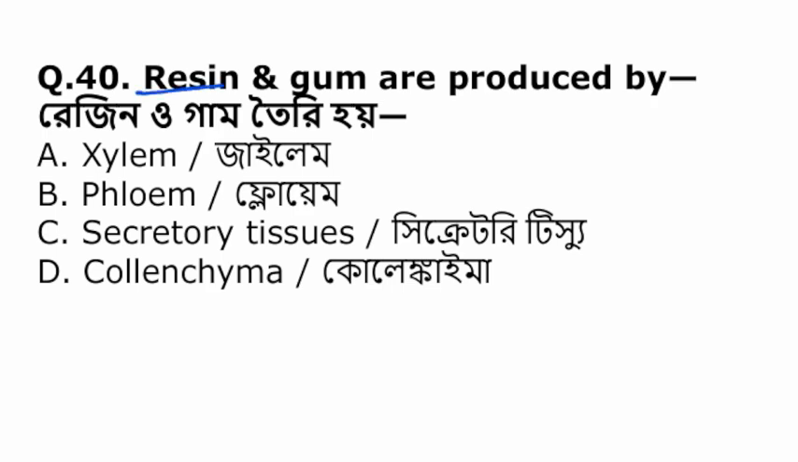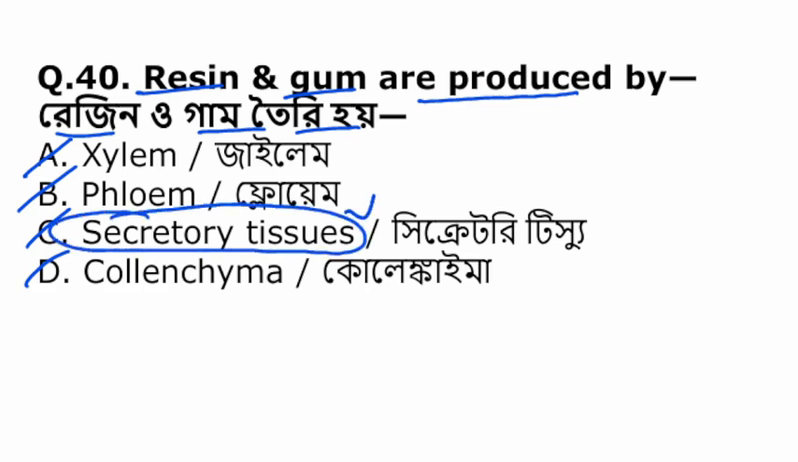Resin and gum are produced by? Xylem, phloem, secretory tissues, collenchyma. The resins and gums are produced by secretory tissues.